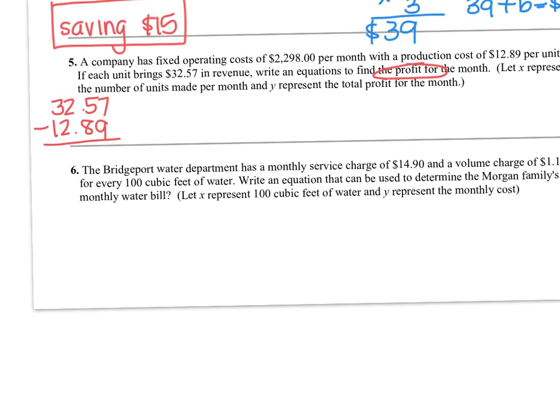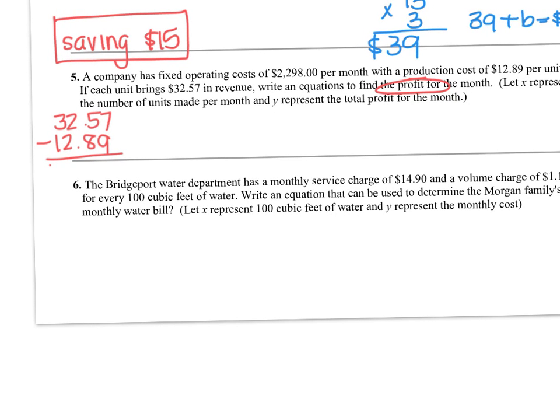That leaves us with $19.68. That's how much the company is making on every TV, the $19.68. So now we want to write their profit. Well, their profit is the $19.68 they're making per TV, or x, $19.68 per TV.